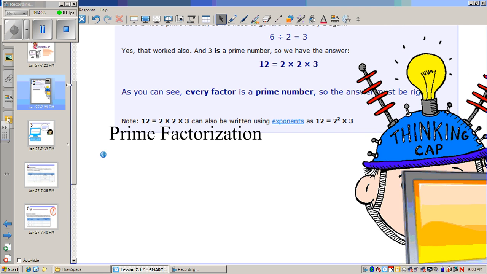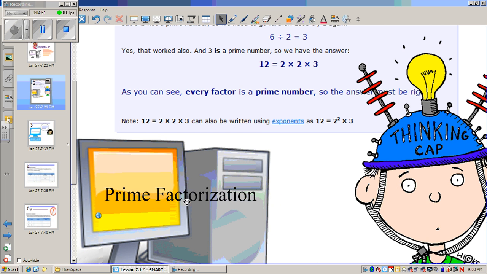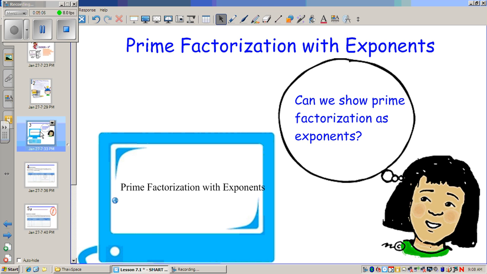Okay, so 12 equals 2 times 2 times 3. It can also be written using exponents as 12 equals 2 to the second power times 3. So that means there are 2 2's. So it's not 2 times 2, but it is 2 2's, which in this case does kind of work out. But remember, you're not multiplying or saying 2 times 2 like it is right here, but I'm actually writing 2 times 2. Okay, so let's keep moving. Prime factorization with exponents. Can we show prime factorization as exponents? Absolutely. Let's take a look.